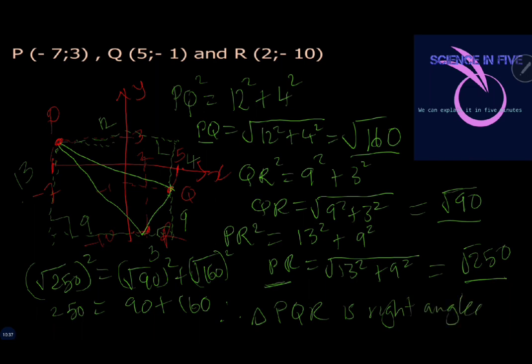So there you go, guys. That's how you can apply the theorem of Pythagoras to prove if a triangle is right angled, and use the theorem of Pythagoras to measure distances on the Cartesian plane.